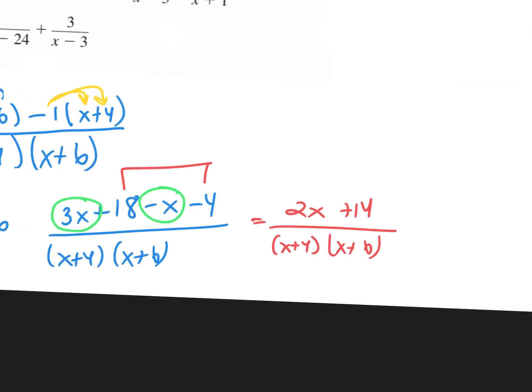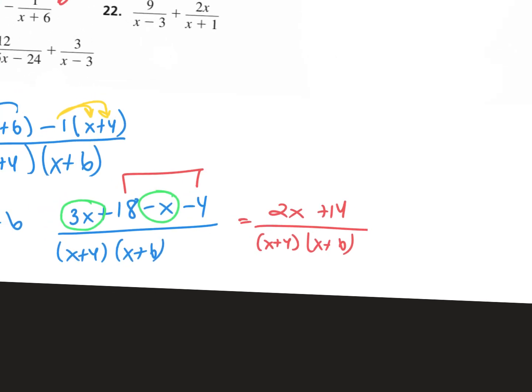Now, is that completely simplified? No, it's close. What can I take out of the numerator? I could take out a 2. This becomes x plus 7, and then over here, x plus 4, and x plus 6. Can I simplify any more? Can I cross anything out? Is there anything exactly the same on top and bottom?